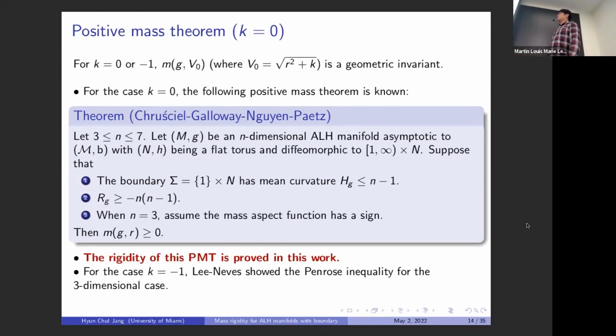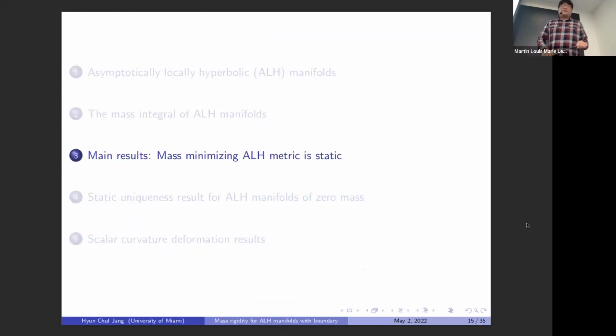And for the case k equals negative one, there's no positive mass theorem. As I told you, we have this generalized Kottler metric having negative mass, so the positive mass theorem doesn't make sense, okay? But there's this nice theorem about the Penrose inequality in the three-dimensional case. So when k equals negative one, for an ALH manifold having negative mass, there is a lower bound determined by the area of the boundary. Okay, so the Penrose inequality is known, and they use inverse mean curvature flow, and they also prove this rigidity statement there as well. Right, so that's about the positive mass result for the ALH case.